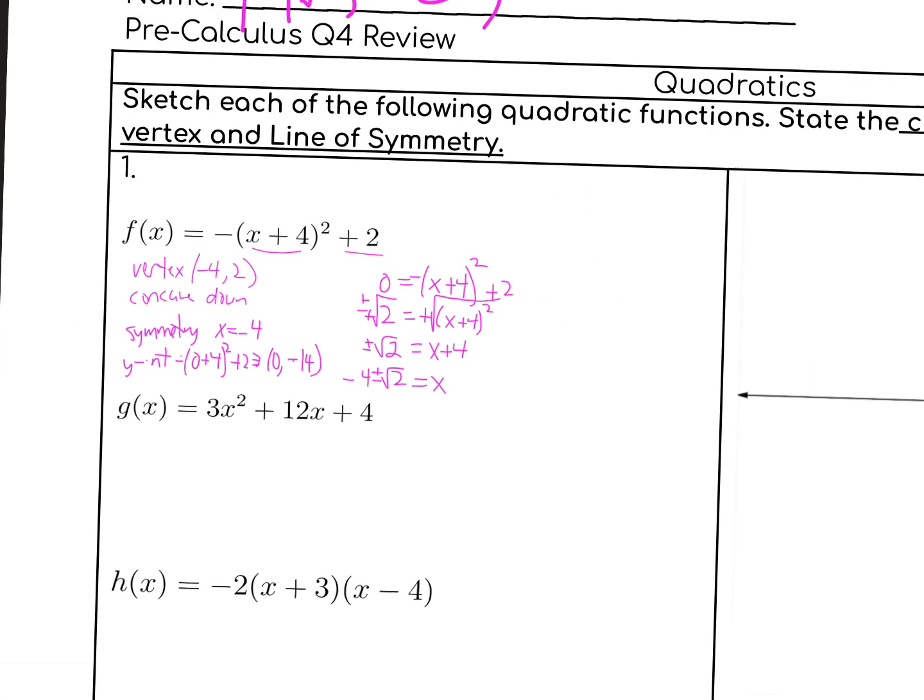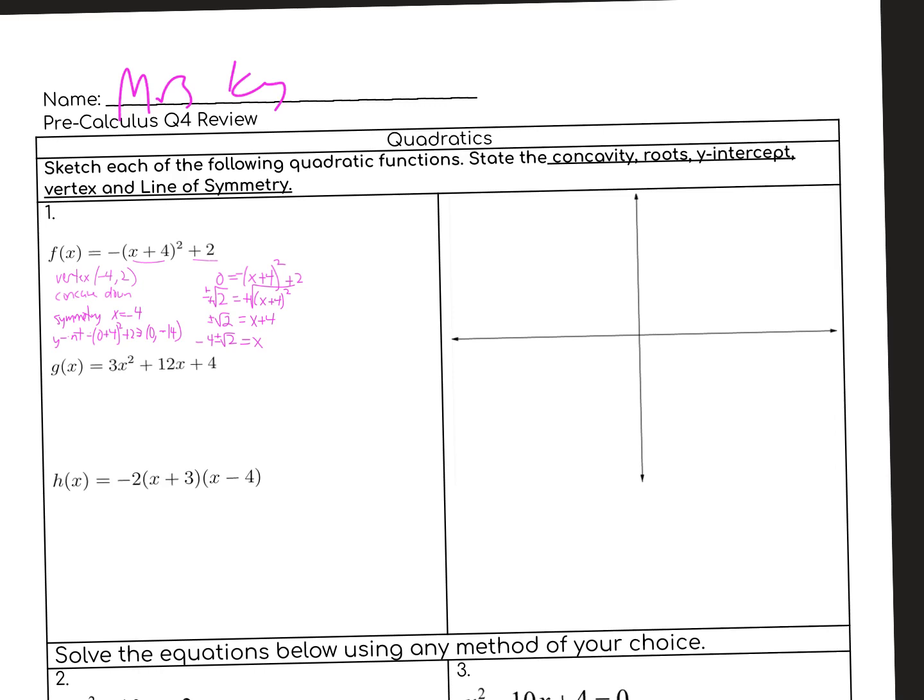Let's plot that. So the vertex is at -4, 2. So I'll put that here. And we go through -14, which is like down here. And then I'm going to be something like that and something like that. Beautiful.